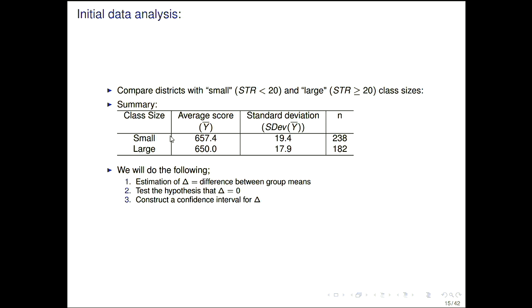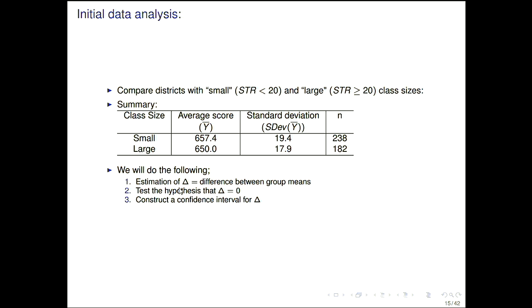So here we have numbers. For the small group, we have an average score of 657, and for the large, we have 650. We computed the standard deviation because this is a random variable. There's a variation within each group too. And we have the sample size for each group. Initially, we had 420 school districts, but after dividing our entire sample into two groups, the first group with a small class has 238 districts, and the other ones belong to the large group.